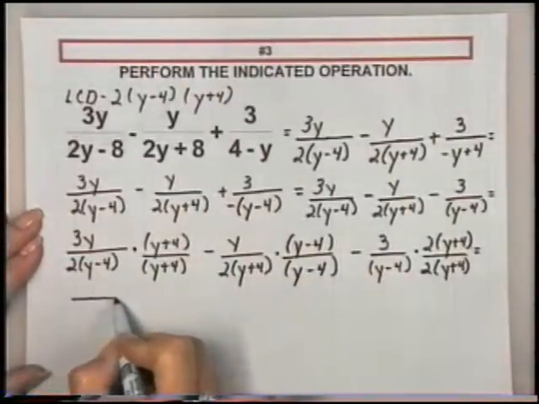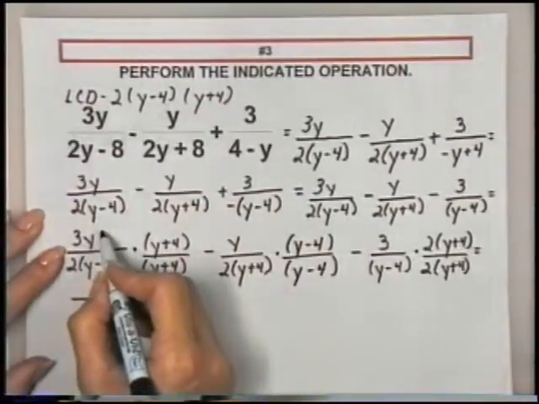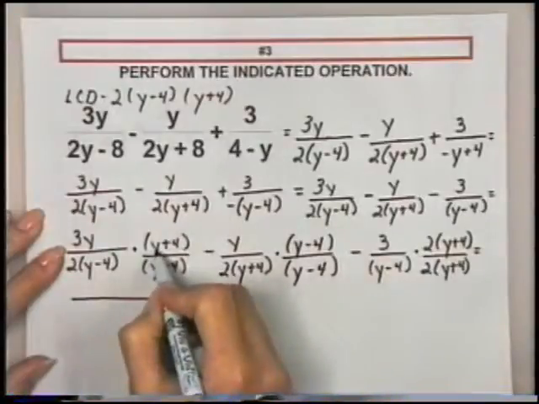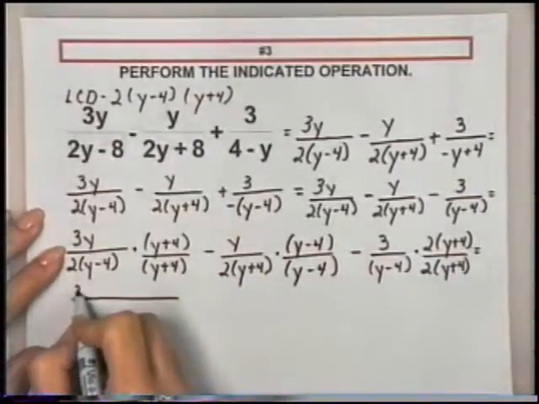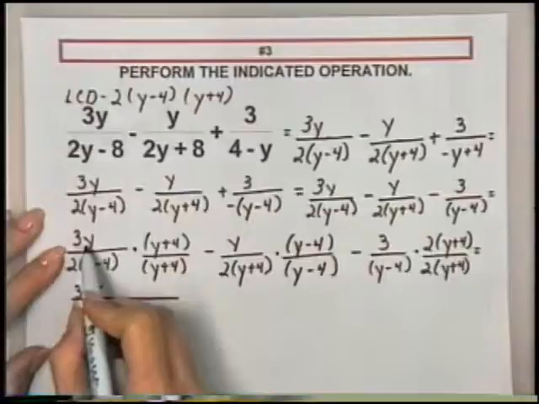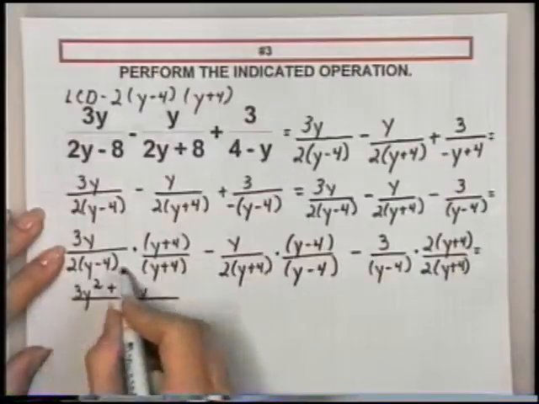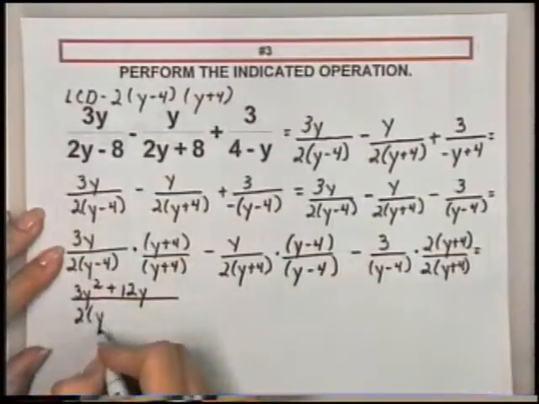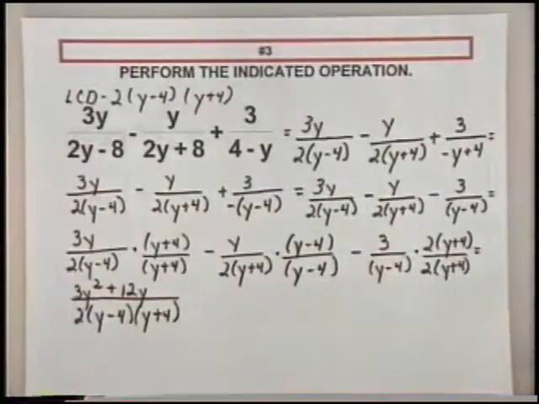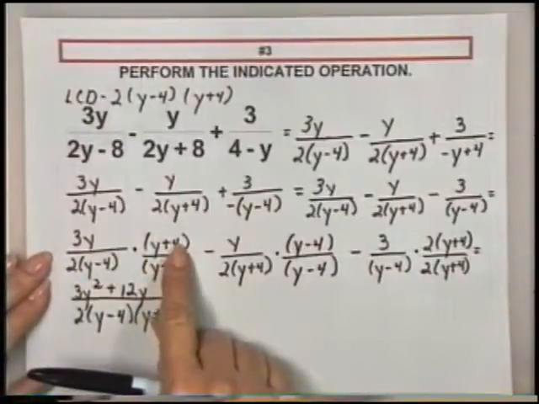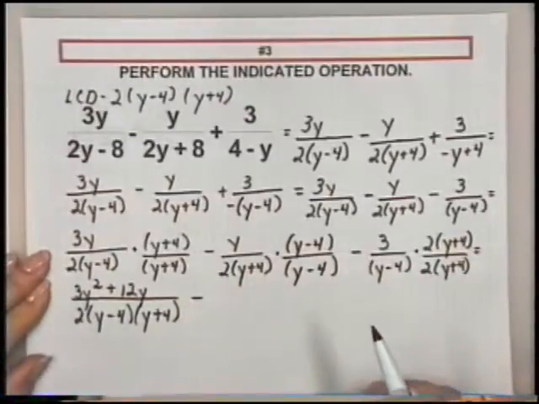Now let's multiply out the numerators. For this first fraction, I am multiplying 3y, a monomial, times a binomial y plus 4, so I will use the distributive property. 3y times y is 3y squared. 3y times 4 is 12y. I will write my denominator 2 times y minus 4 times y plus 4 in factored form. Please note, I multiply out my numerator. I leave my denominator in factored form.